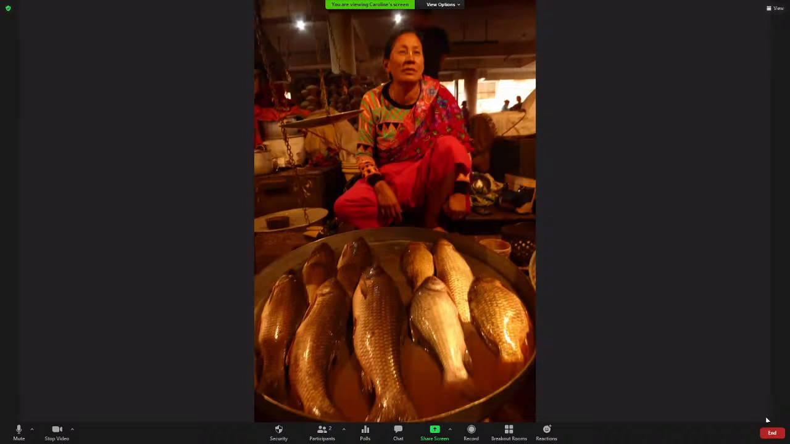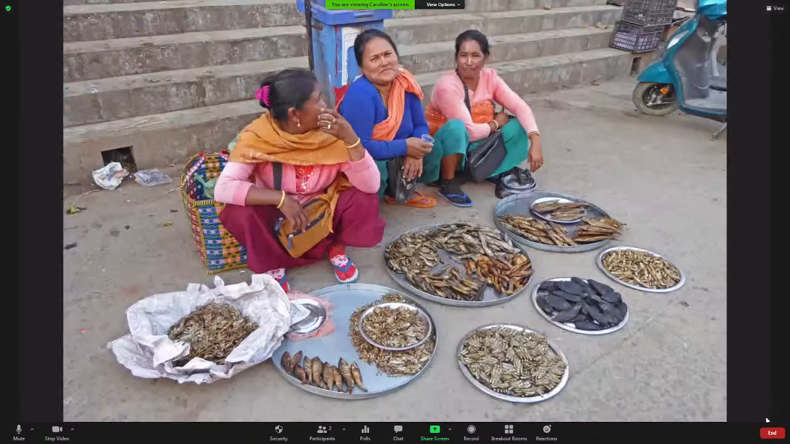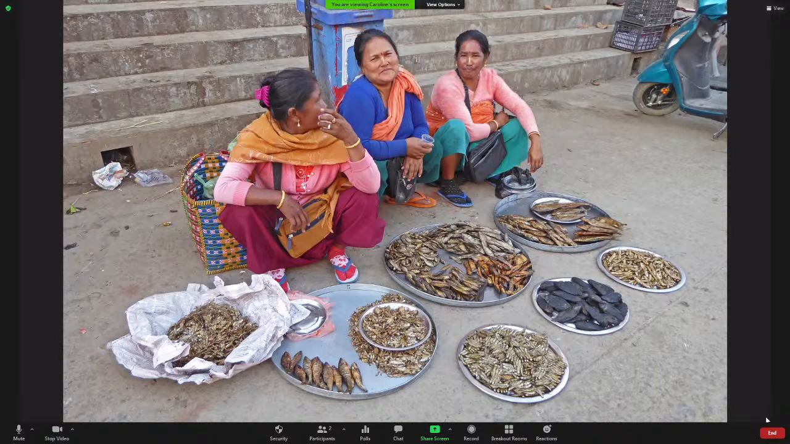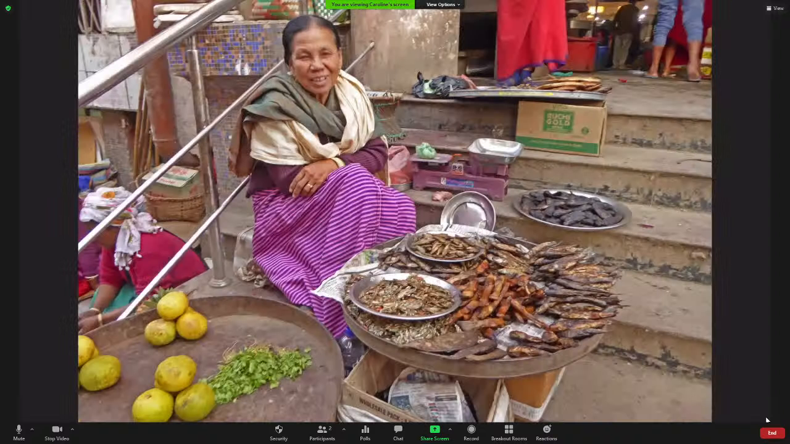Tremendous variety of fish there were around as well. And I'm not quite sure of the situation. Outside the market, there were a lot of people selling things as well, just on the edge of the market. I didn't really fancy those dried fish, but I'm sure they're very nice. And more dried fish.